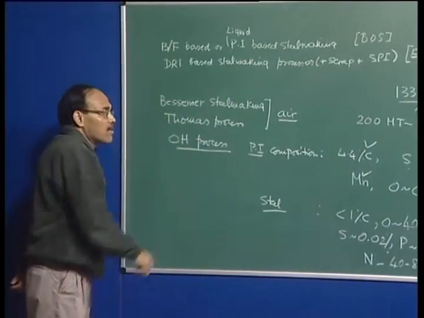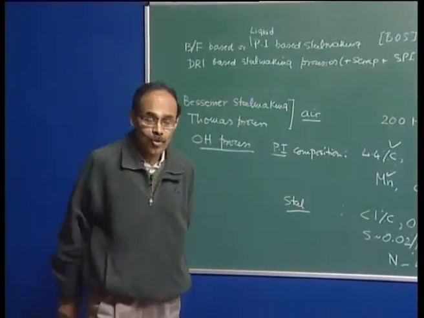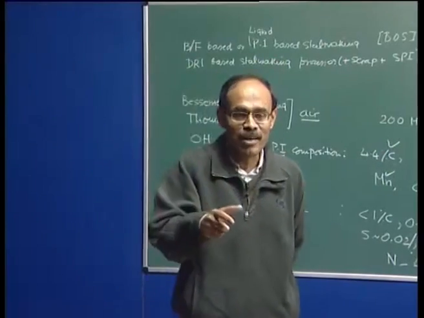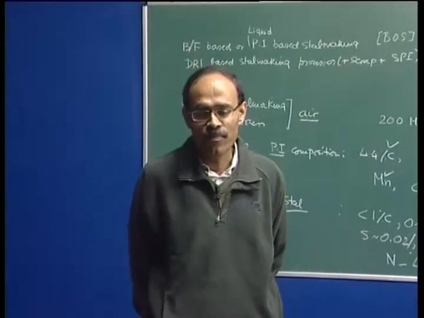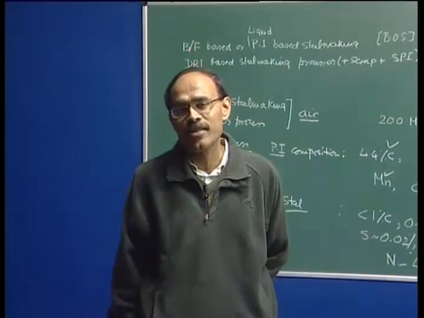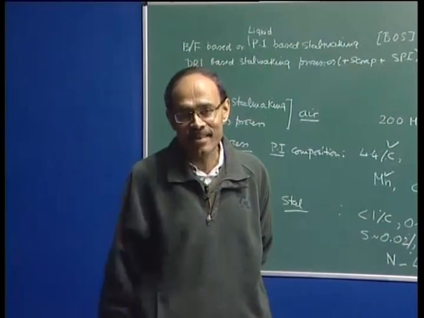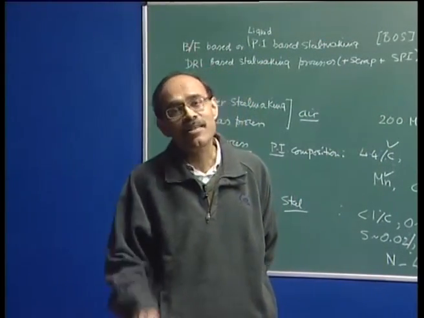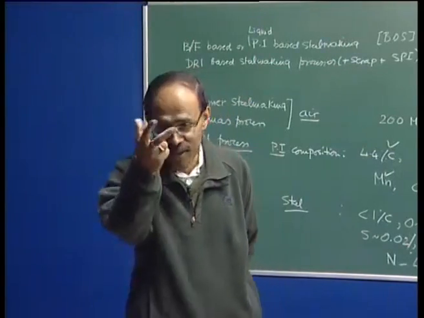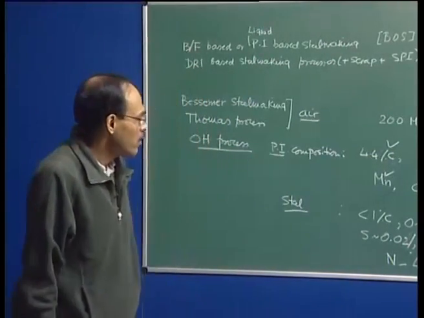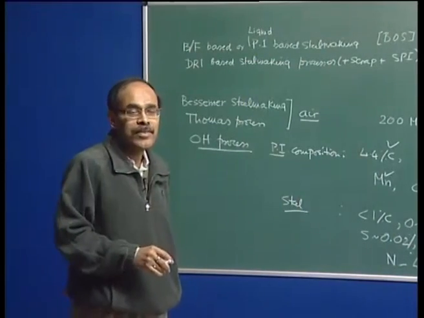Okay. Now, steel making processes, as you all know, can be classified into acid steel making process and basic steel making process. In acid steel making process, for example, the slag is acidic. That means acidic means the basicity is less than 1. You know already the definition of basicity. So, basicity is less than 1.